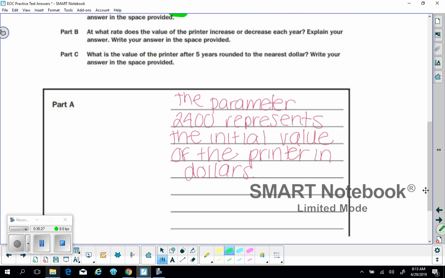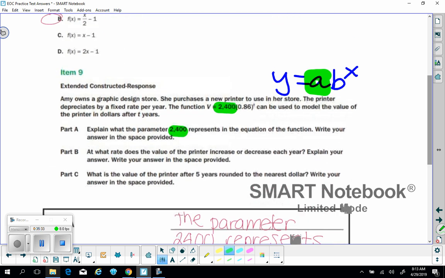See, at what rate does the value of the printer increase or decrease each year? What's the rate? Where would I find that? Right here? Each year? 0.86. Is the value of the printer going to go up over time, or is it going to go down? It's going to go down over time. So we know it's going to be decreasing each year. How do we figure out the rate?